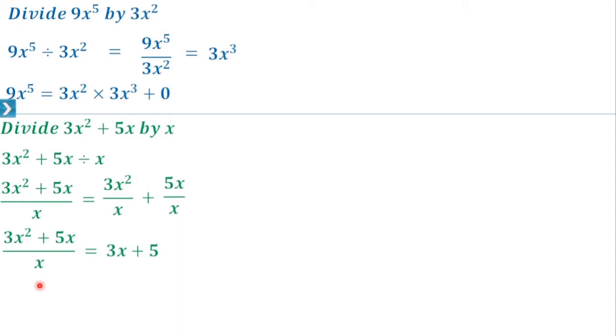So we can write 3x square plus 5x is equal to x into 3x plus 5. There is no remainder, so plus 0. Remainder is 0. Here we can say divisor is a factor of dividend, that is x is a factor of 3x square plus 5x.